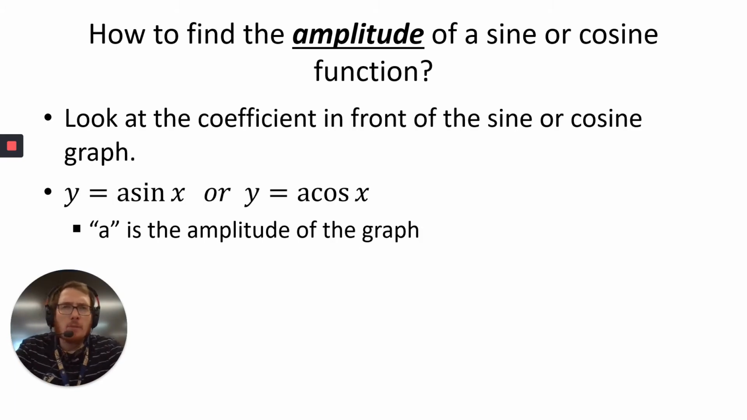When we want to find amplitudes of all sine and cosine graphs, what we need to look at is the number in front of the sine or cosine, so the coefficient. So that's denoted by the letter A. So the number in front of sine or cosine will tell you how high and how low the graph goes, and that will be used to find the amplitude of the function.